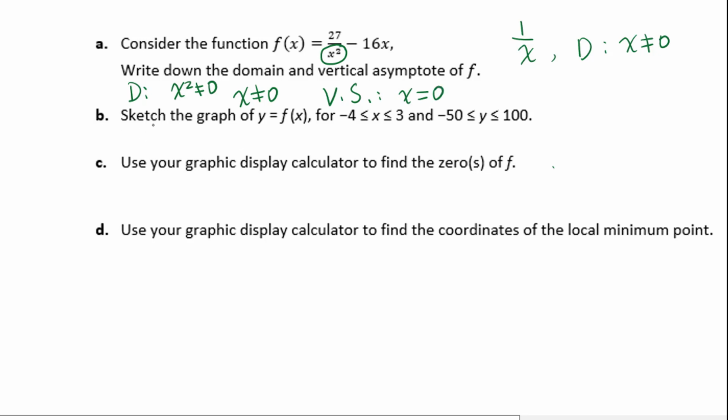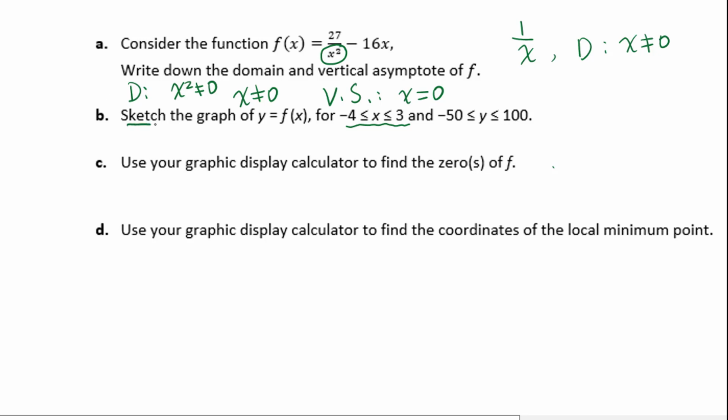For part B, sketch the graph of y equals f of x for x greater than or equal to -4, less than or equal to 3, and y greater than or equal to -50, less than or equal to 100.